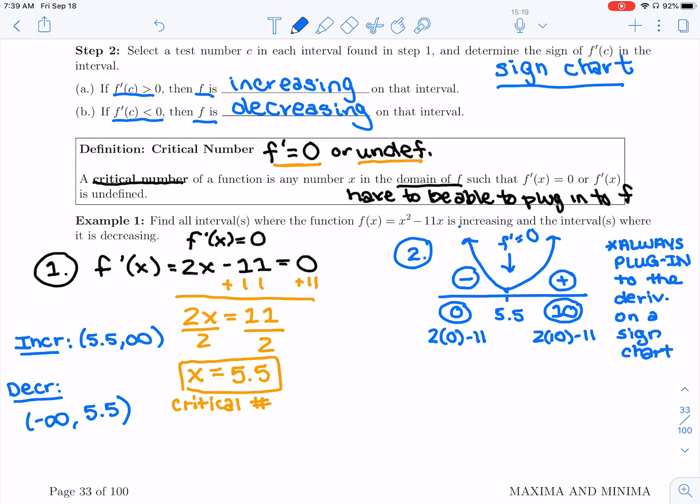So we could take this a step further, which we're actually going to do in a little bit. We could find relative max and min. You might already know the answer of where it is, but we're going to look on the next page and try to visualize max and min.